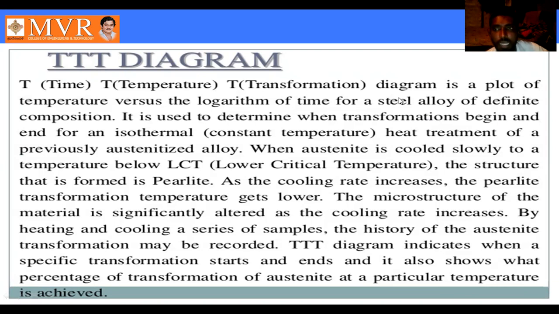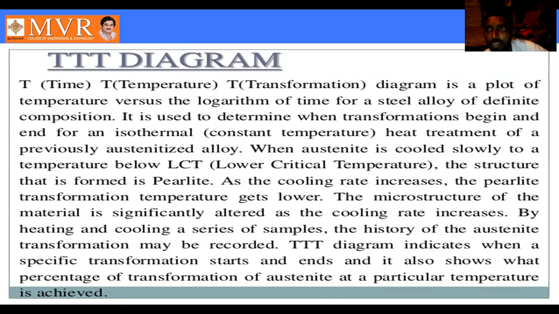This diagram is a plot of temperature versus logarithmic time for a steel alloy of a definite composition. The temperature and time will change based on the composition. The first is 0% transformation, the next is 50%, and the next is 100%. This transformation is going on, and the composition is also changing here.